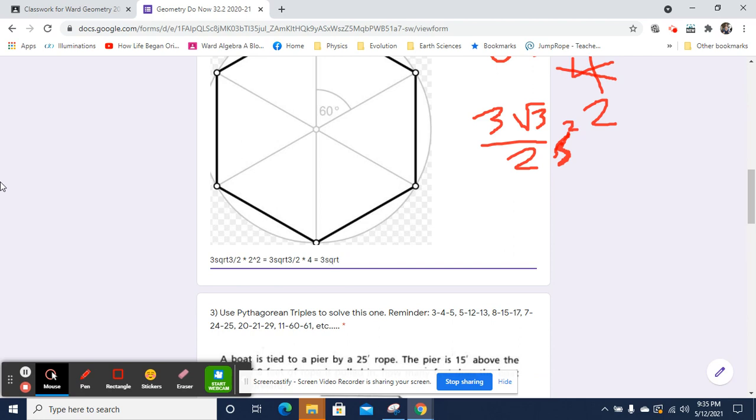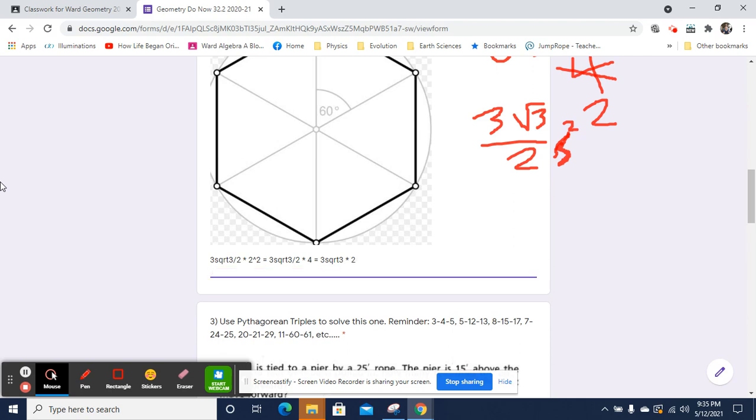3 square root of 3 times 2. So the overall area is going to be 3 times 2 times square root of 3, or 6 square root of 3 square ducks, since the side was 2 ducks.